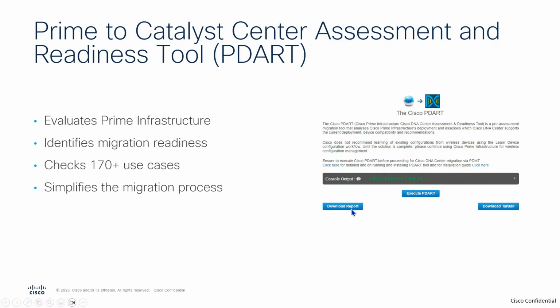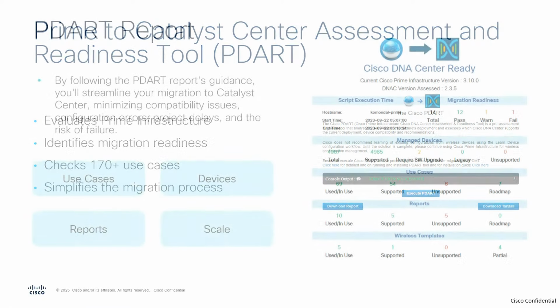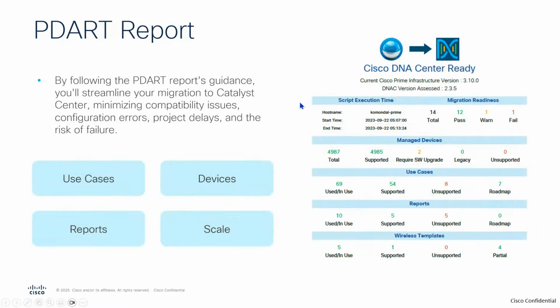Then you'll click download report, and it'll come up with a report to make sure that you are good to go for the migration. Here is an example of what that report looks like. This was done on DNAC version 2.3.5, Prime 3.10. And you can see it's letting you know which devices are supported, which devices are legacy, which devices are unsupported in regards to migrating over to Catalyst Center. It's going to let you know of anything that's failing that might be an issue when you do the migration itself. So you can see a lot of data here.